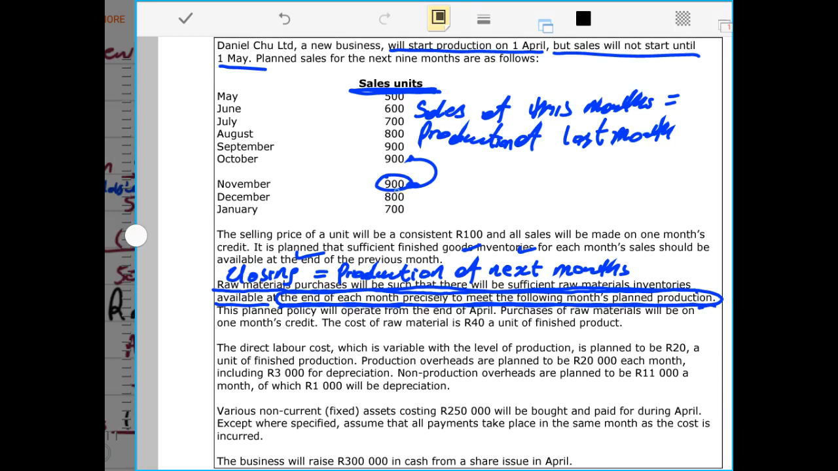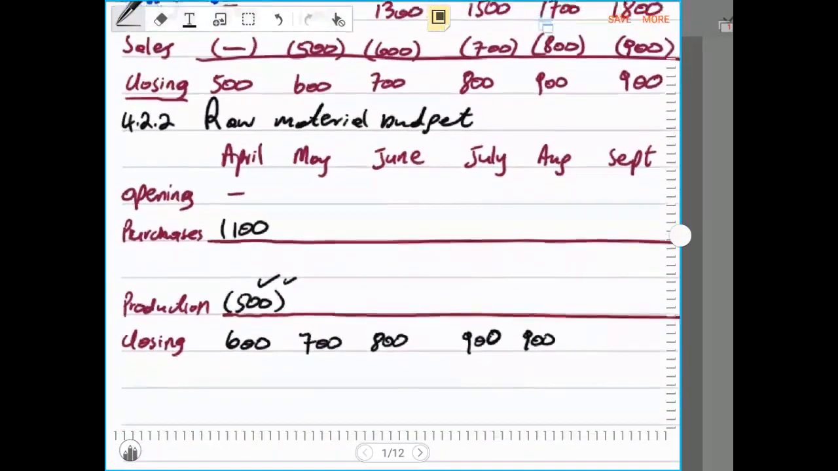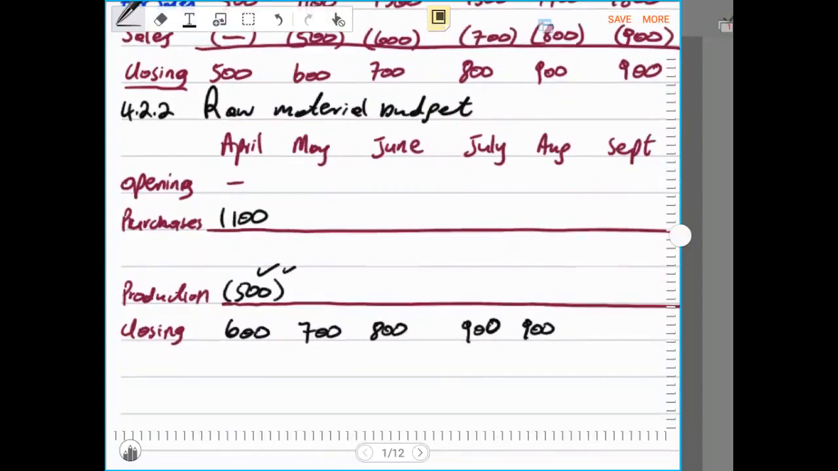So now that is why I'm taking the sales of this month, and I take that to be the production of the previous month or last month. So now the sales that we see in November are the units that were produced in October. So now that means production of October was 900 units. So in other words, if production of October is 900, therefore now closing of September will be 900 units. So now in September we also have 900 units as the closing.